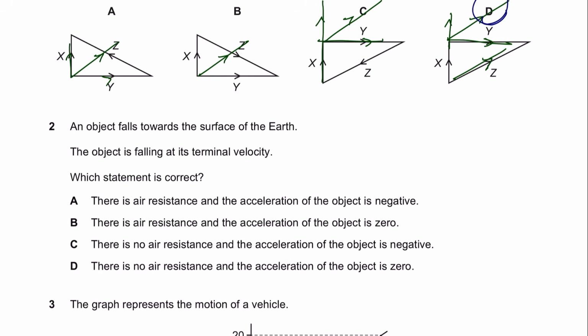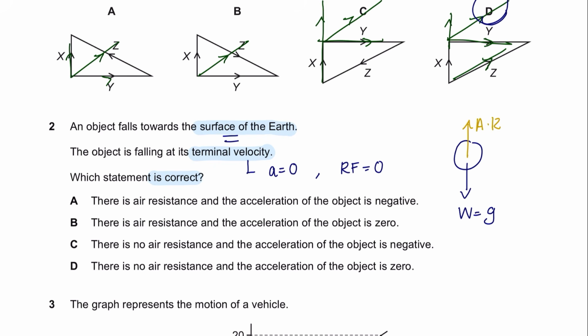Question 2. An object falls towards the surface of the Earth. The object is falling at its terminal velocity. Which statement is correct? Now please remember, at terminal velocity, your acceleration is 0 and your resultant force will also be 0. When an object falls, it experiences weight, which is the same as the gravitational field strength, and there will be air resistance acting in the opposite direction.